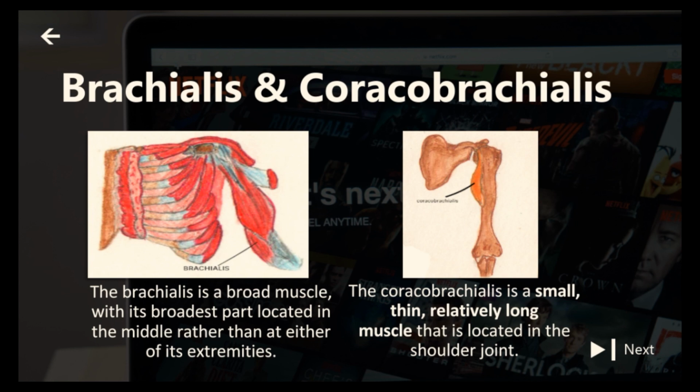The brachialis is a muscle of the forearm that flexes the forearm at the elbow. It is also capable of both pronation and supination, depending on the position of the forearm.